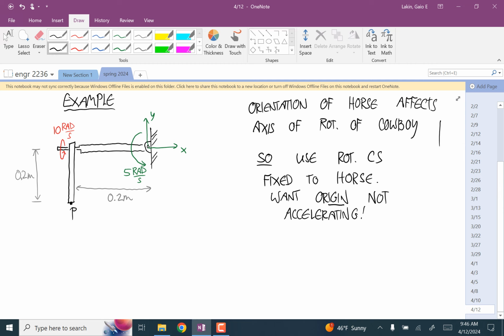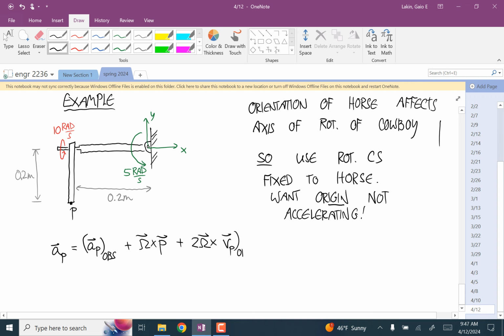Okay, well, now we know we're going to use that the acceleration of P is equal to the acceleration of P that's observed by the coordinate system, plus capital omega dot cross P, plus 2 times capital omega cross velocity of P observed by the coordinate system, plus capital omega cross quantity capital omega cross P. Isn't it omega dot cross P for the first term? Yes, it is. Thank you.